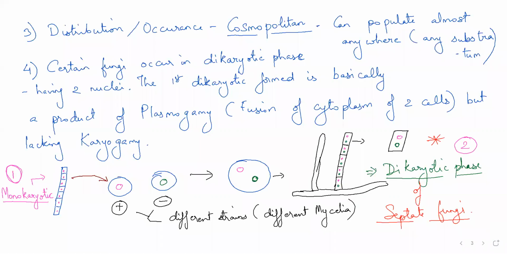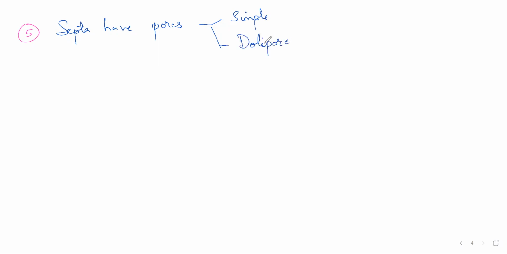Now, the septa have pores. Two kinds: the simple pores and dolipores. Right. इसका मतलब क्या है? अब लेट अस सपोज हम एक माइसियम को ऐसे इस तरह से बना देते हैं. ठीक है, एक जगह यहाँ एक परफोरेशन है, यहाँ एक कनेक्शन है और एक यहाँ कनेक्शन है.